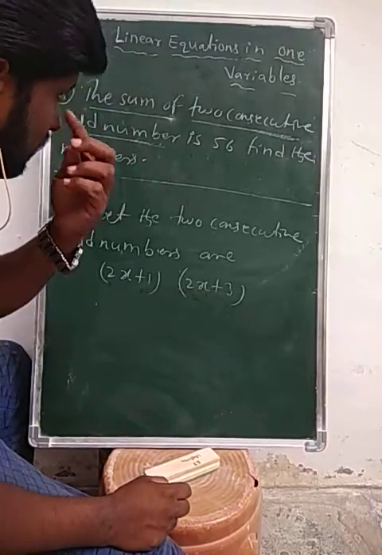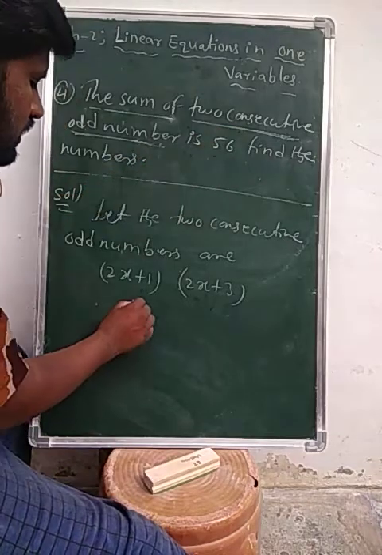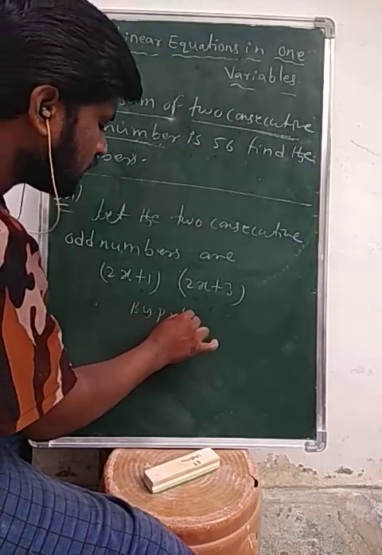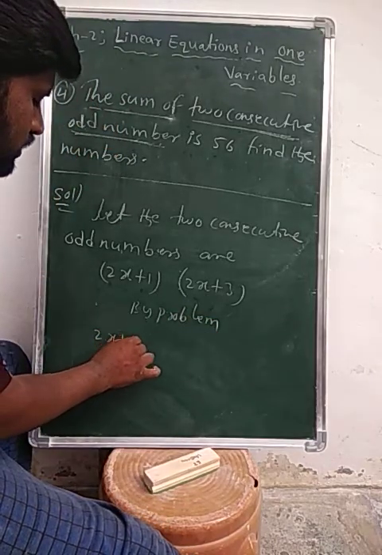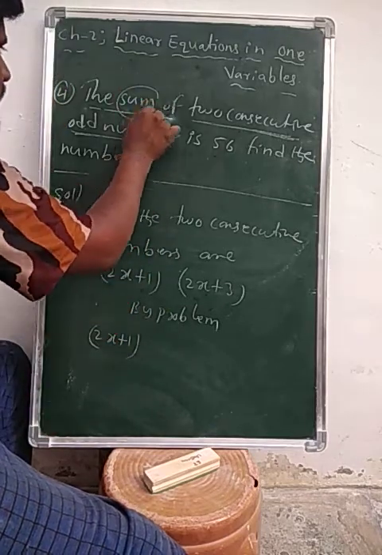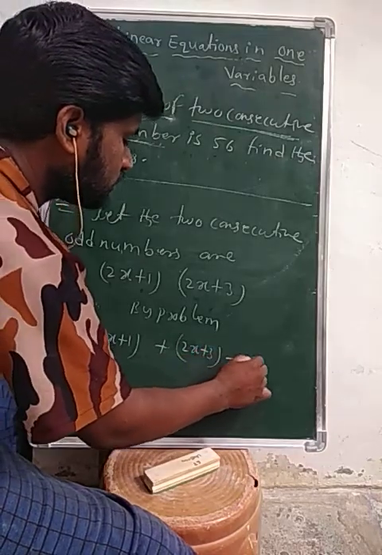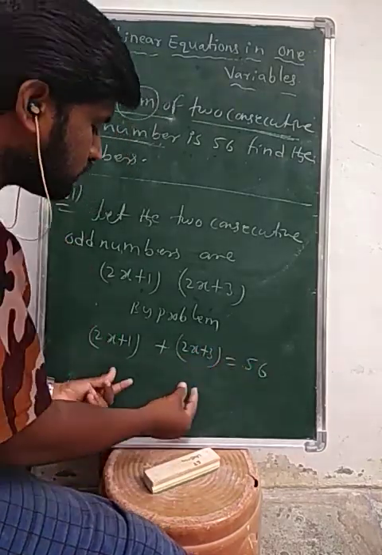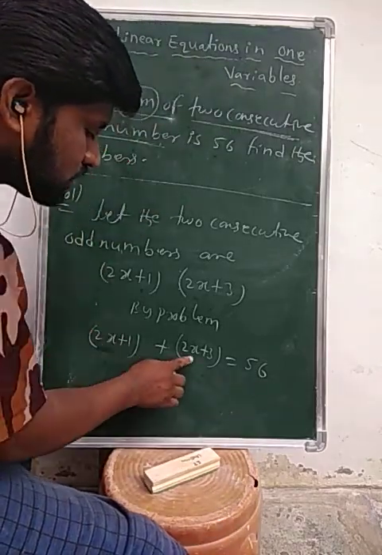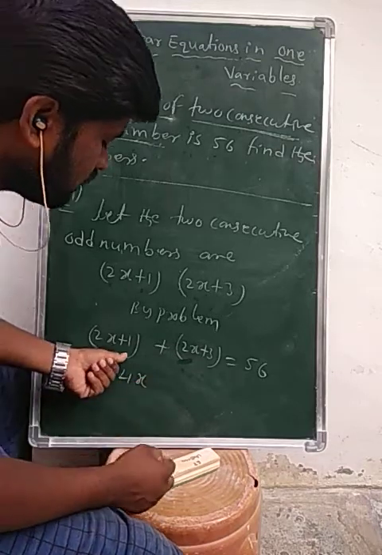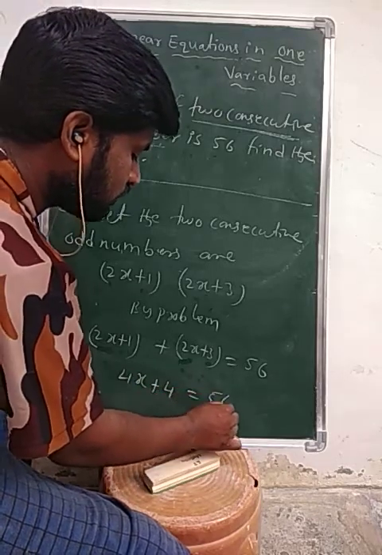Okay? So according to the question, the sum of two consecutive odd numbers is 56. By problem, I'm adding these two numbers, 2x plus 1, plus 2x plus 3, is equal to 56. Here 2x plus 2x is 4x, and 1 plus 3 is 4, equal to 56.